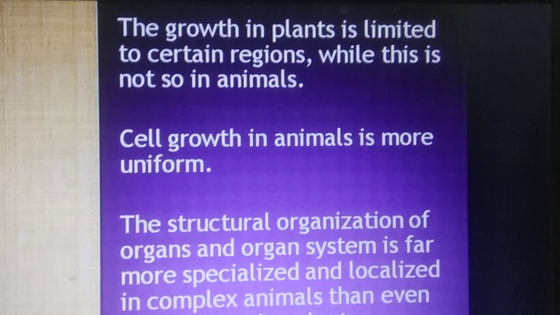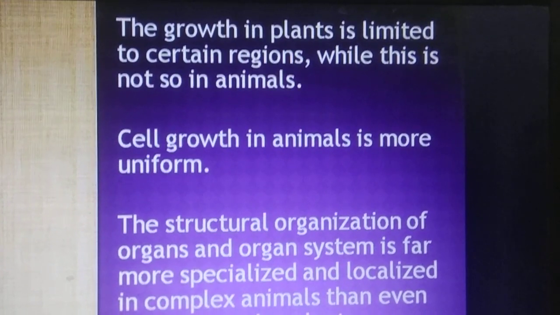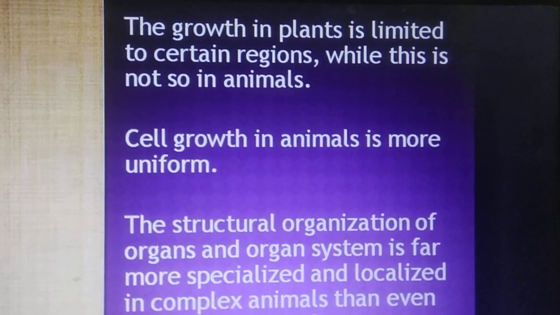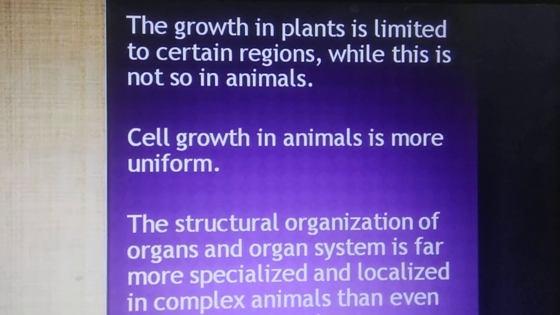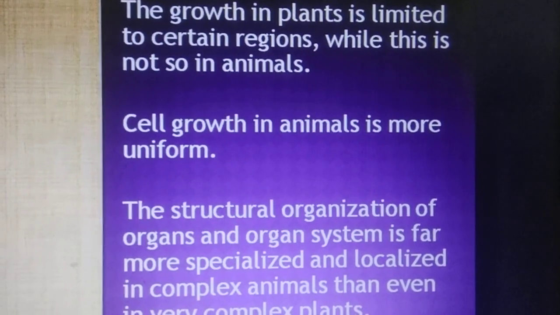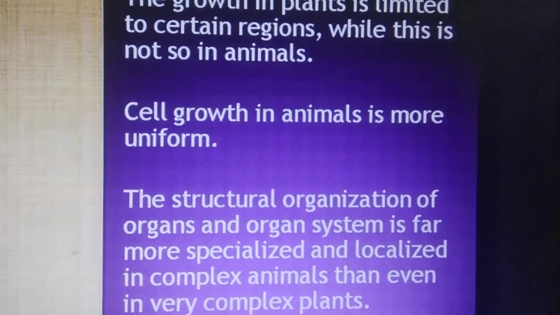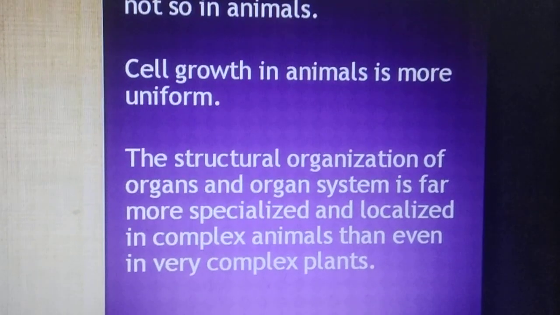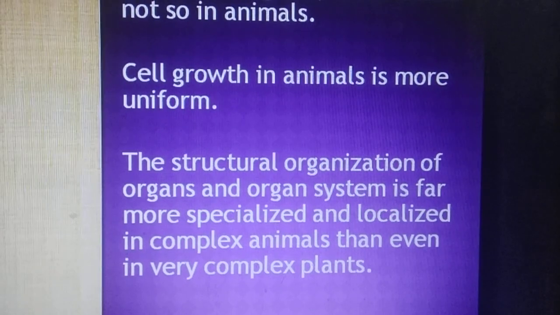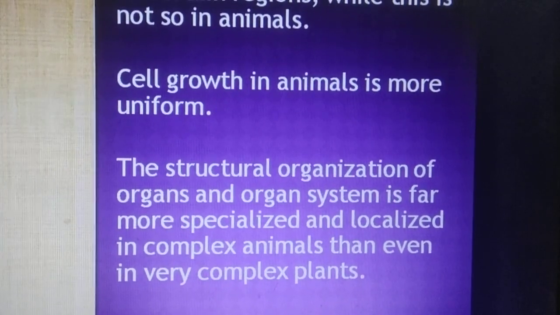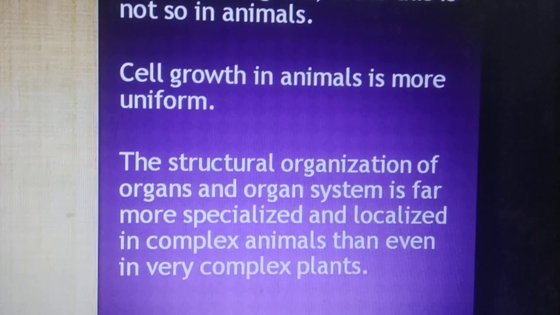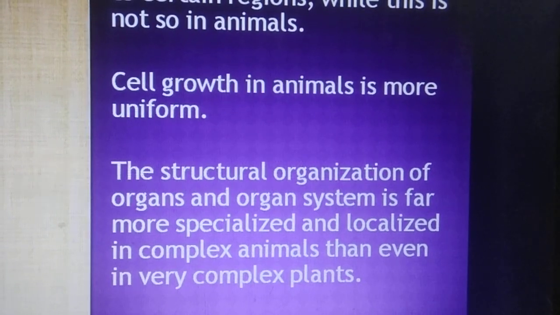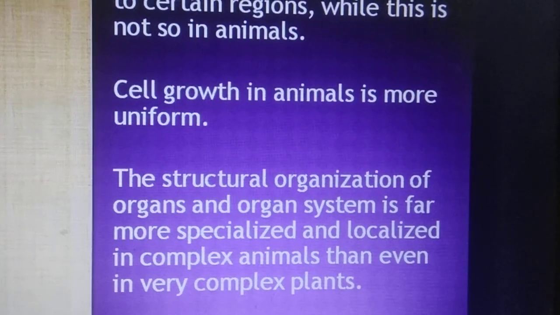Another difference is that the growth in plants is limited to certain regions, while this is not so in the case of animals. In plants, we will see that there are specific tissues that are dividing throughout their life. But in animals, the growth is more uniform. There is no distinction of dividing and non-dividing cells. So now we can say, on the basis of what we have learned, that the structural organization of organs and organ systems is far more specialized and localized in complex animals than even in very complex plants.